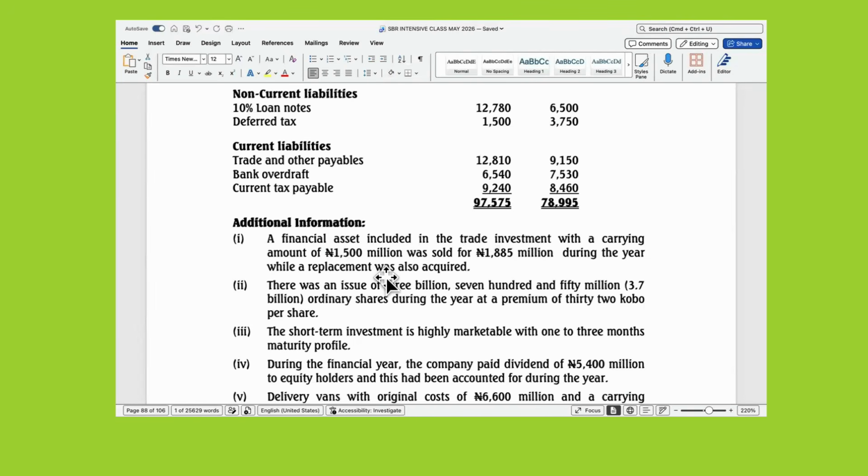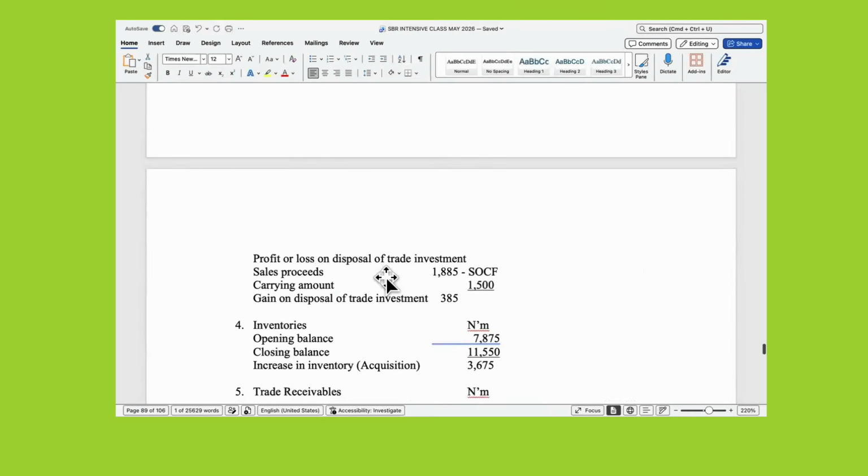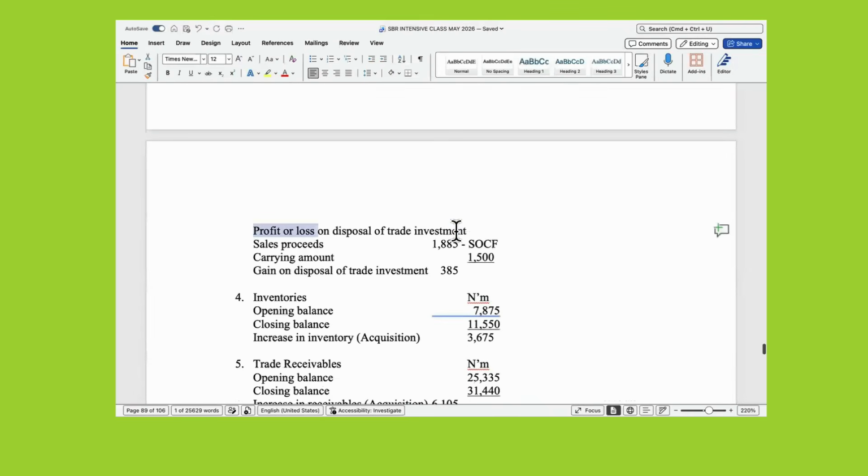So 1885 minus 1.5, which I did here. Profit or loss on disposal of trade investments. Sales proceeds 1885. Book value 15. Difference, gain on disposal of trade investments 385. This sales proceeds would go in the statement of cash flows under investing activities as an inflow. And I'm done with that.